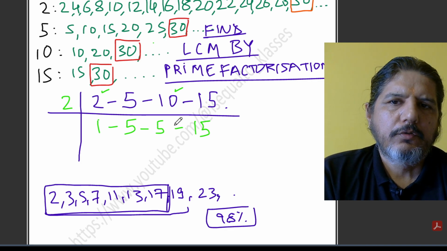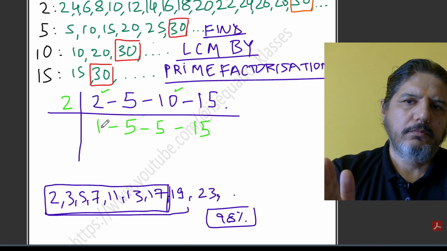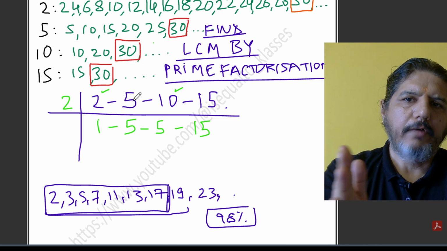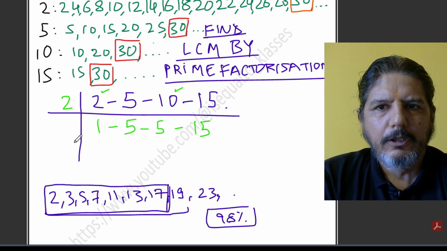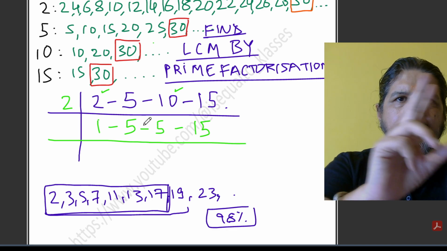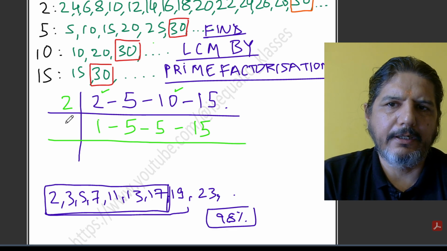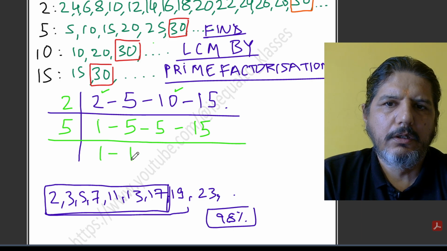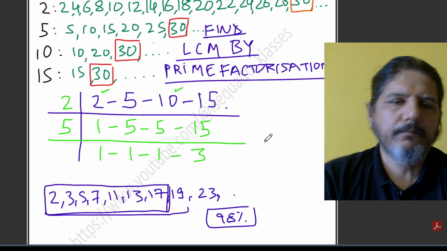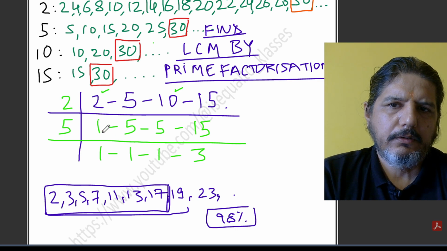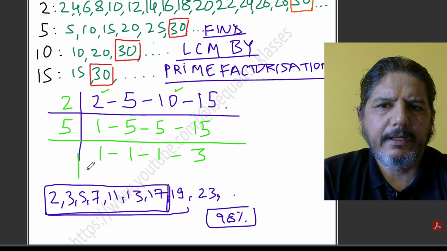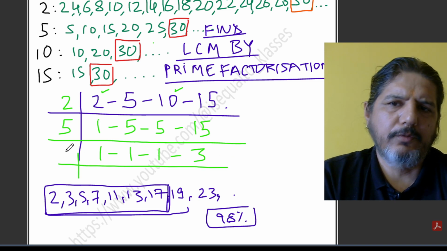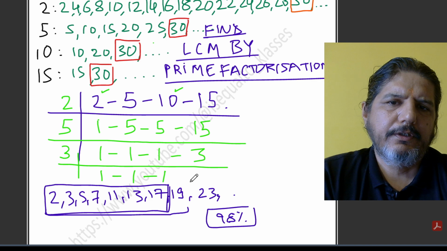I hope this is clear. So I divide 2 by 2. 2 ones are 2. 5 is not divisible by 2. 10 is divisible by 2, so 2 5s are 10. And 15 is not divisible by 2. Now I look at the next lot of numbers, and I try to find a common factor which divides two or more numbers. As you can understand, that number is 5. So 5 ones are 1 is as it is, 5 ones are 5, 5 ones are 5, 5 3s are 15. And then I just have a single number, so I'll write 3. So this is as it is and 3 ones are 3.